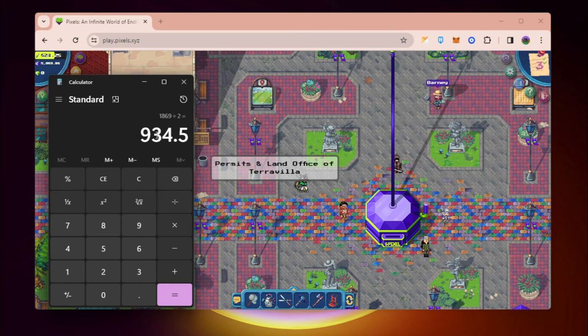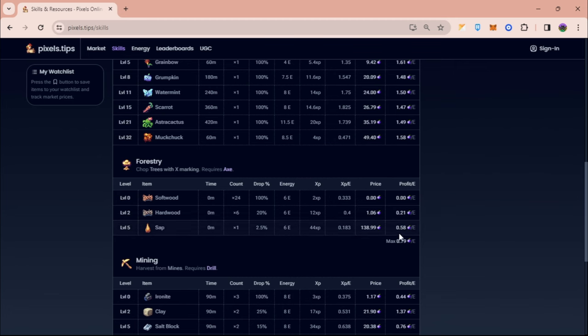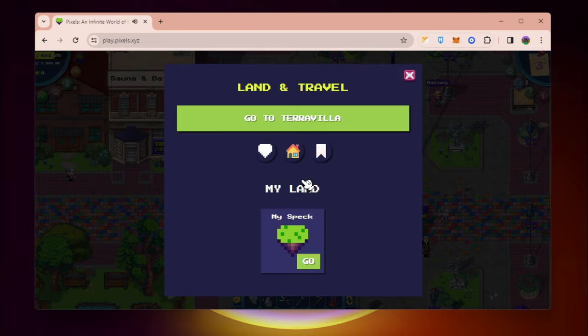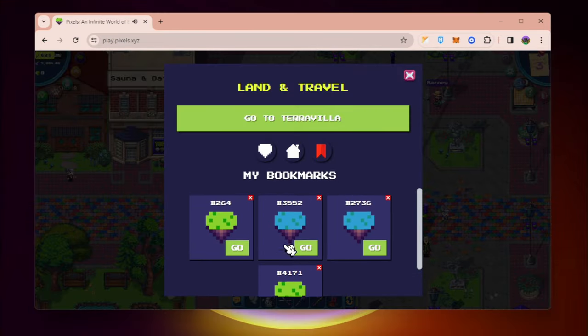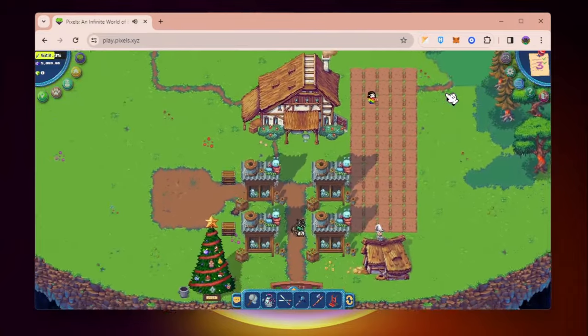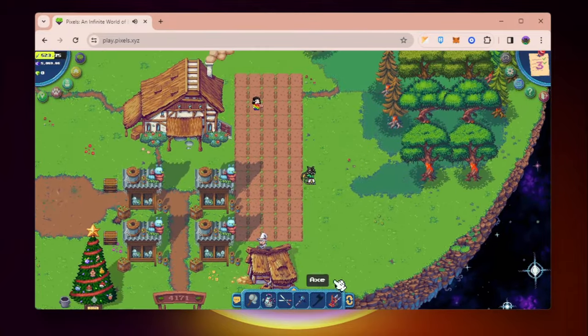If I get more than this farming sap, then probably I'm luckier, or this statistics needs updating. Meanwhile, we can see here that the drop is really just 2.5% for sap. So I'm gonna switch land now. I'm gonna choose 4171. Yeah, we have more trees here, so we're gonna start chopping those trees now.